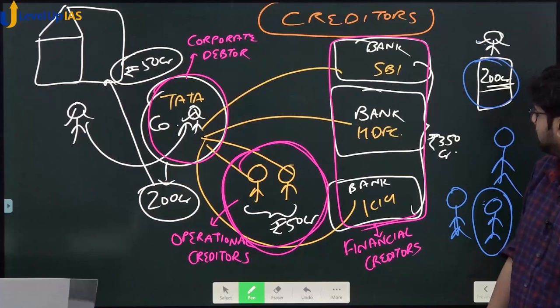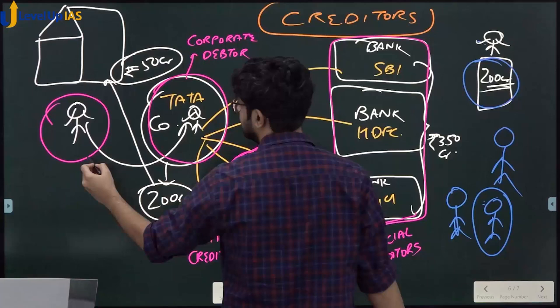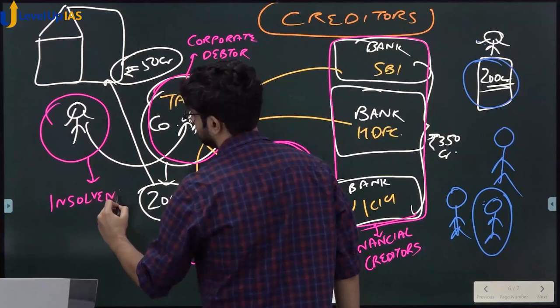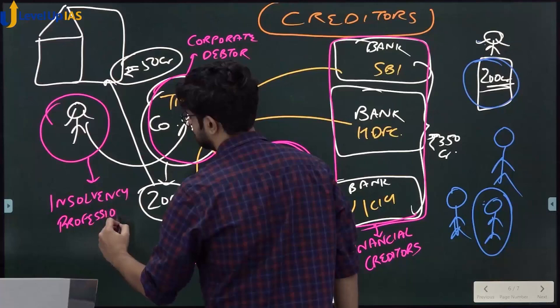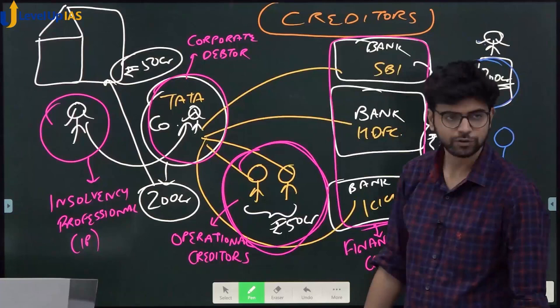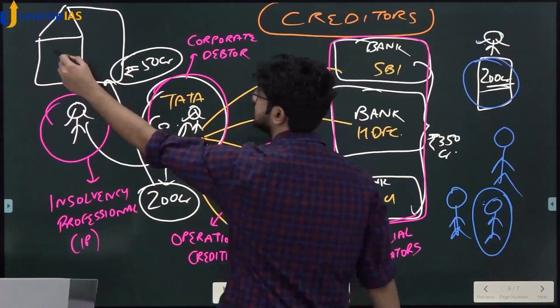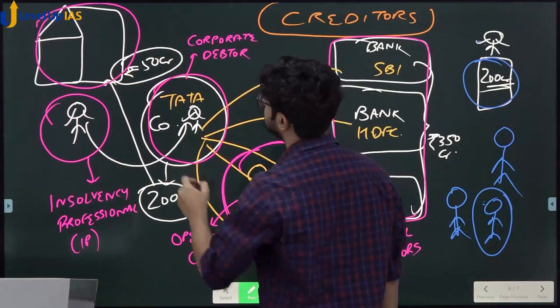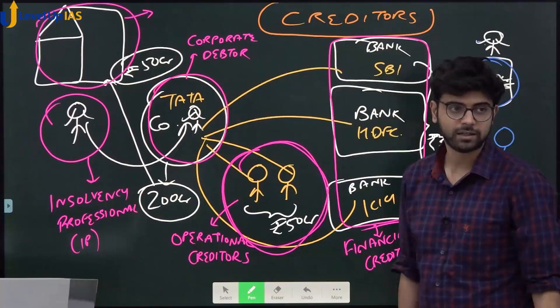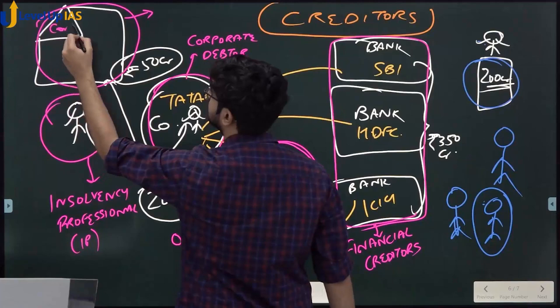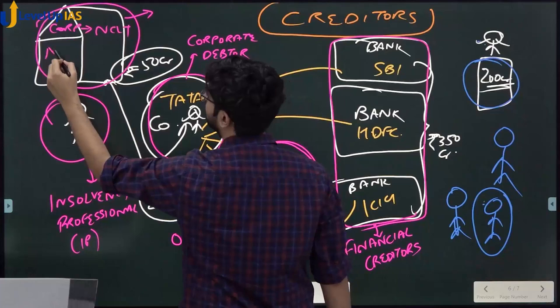Who is left? This person. This person, same person, no? He is called as an insolvency professional. IP, insolvency professional. Understood, so far so good. What about the court? Do we have a special name for the court? Yes. Now this court, if it is corporate, if this person is a corporate, then for corporate, this court is called as NCLT. For non-corporate, this court is called DRT.